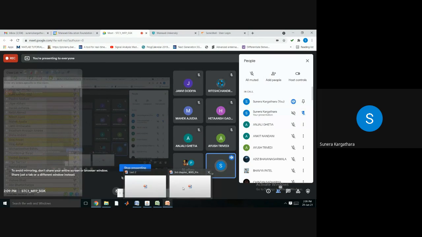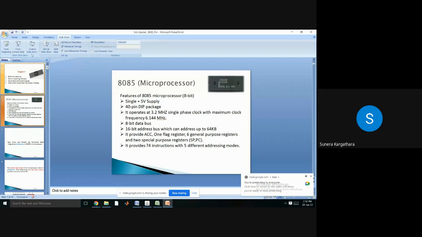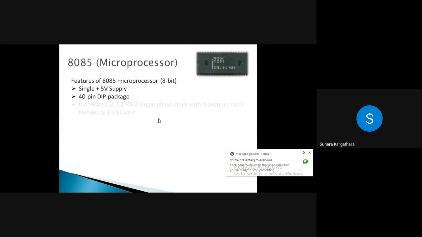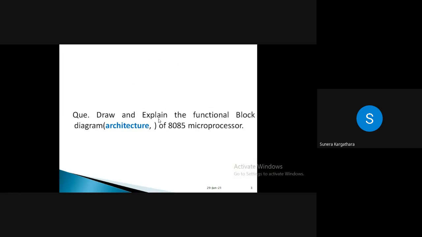Okay, now today we want to discuss the architecture of 8085. The word architecture is known to you, right? That means now we want to check internally what is available and how the process goes on inside the microprocessor. The features we had already discussed, so obviously we will not repeat them.